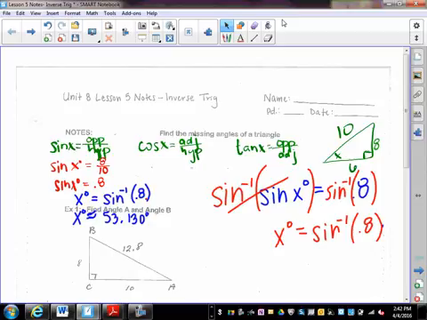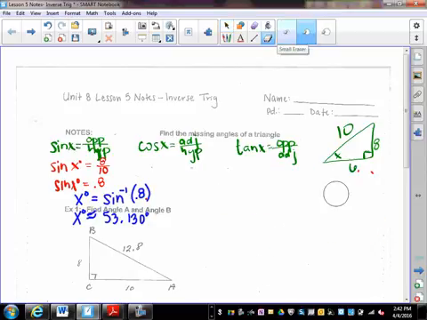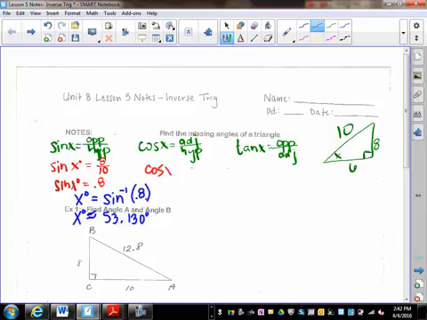Okay, now I want to show you what it is for cosine and tangent. So let's set it up for these. For this particular problem, cosine of x equals what? Good, 6/10. So x is going to be inverse cosine of 6/10.